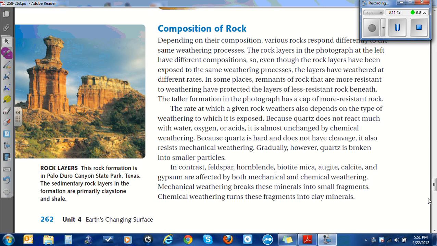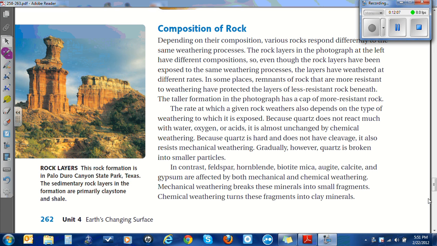The rate at which a given rock weathers also depends on the type of weathering to which it is exposed. Because quartz does not react much with water, oxygen, or acids, it is almost unchanged by chemical weathering. Because quartz is hard and does not have cleavage, it also resists mechanical weathering. Gradually, however, quartz is broken down into smaller particles.